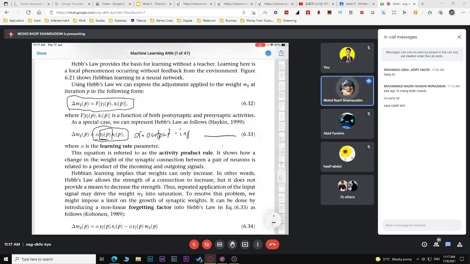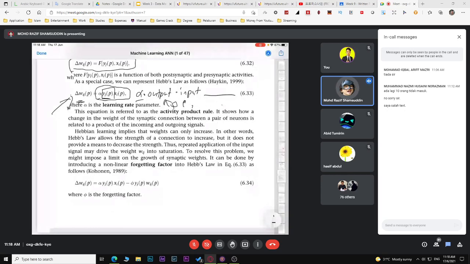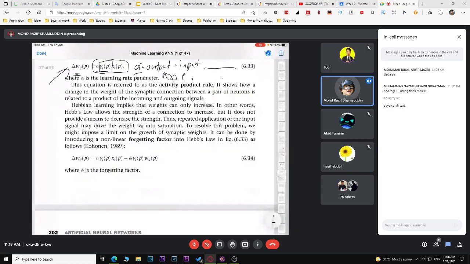Selepas tu kalau kita guna equation yang ini, masalah dia adalah nilai weight ni akan sentiasa bertambah jika output kita nilai dengan input dia adalah asynchronous. Maknanya kalau output satu, input satu, weight akan sentiasa bertambah. Kalau output dia tak tinggi pun, kalau output dia kosong lah semua kan. Right. Okay, tapi dia kata kalau kita gunakan contoh yang kat atas ni, weight hanya boleh bertambah. Okay. So dia akan ada problem lah kalau ada banyak pattern.